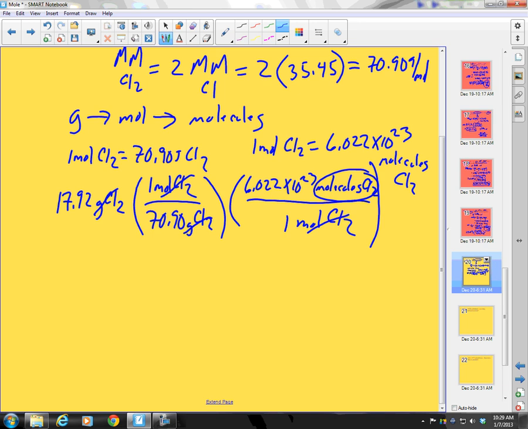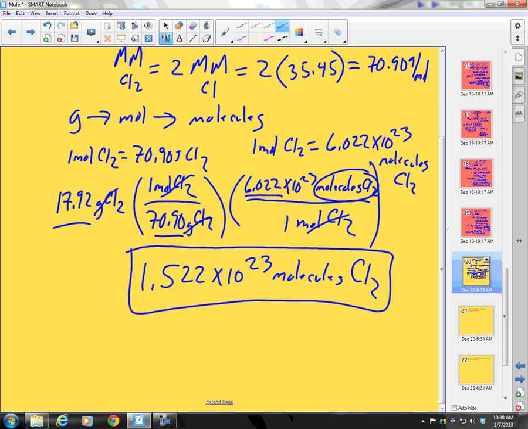So now I just have to multiply this all out. 17.92 divided by 70.9 times 6.022 times 10 to the 23rd. And how about sig figs? I've got 4 sig figs. 1.522 times 10 to the 23rd molecules of chlorine. Now we have to remember, what was the key here?